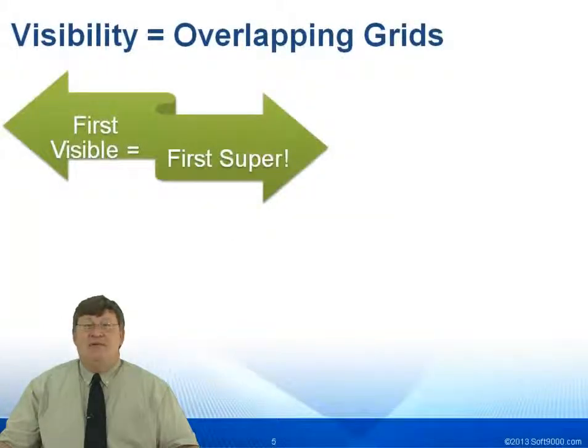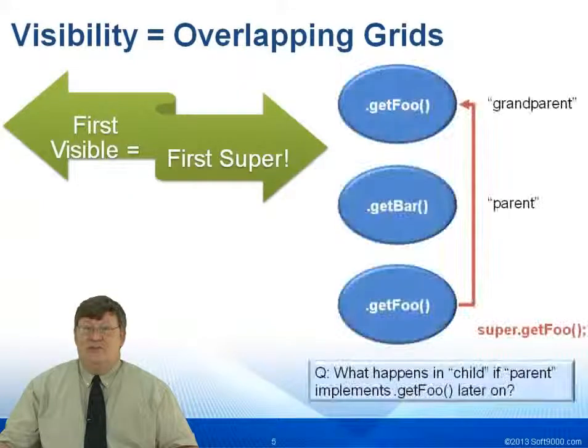So visibility has a different meaning as we begin to look at member functions and the way they handle themselves in a chain. For example, if each and every one has a foo or a bar or a foobar, then we understand we're in an overriding situation. What if, for example, our implementation of our parent doesn't have a getFoo? Well, it's a lot like looking at a filter, isn't it?